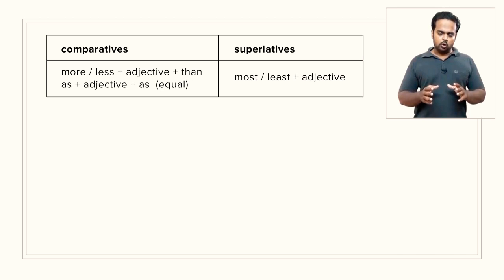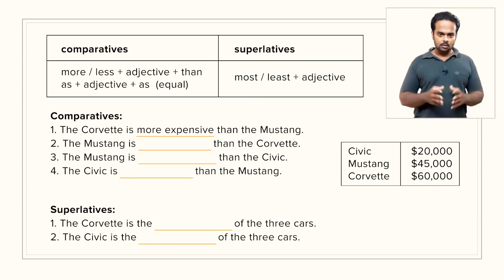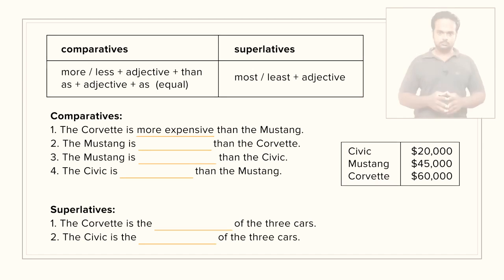To understand these, we're going to take the example of some popular cars: the Honda Civic, the Ford Mustang, and the Chevrolet Corvette. Let's say that the Civic is $20,000, the Mustang is $45,000, and the Corvette is $60,000. Now let's compare these cars using the adjective expensive. On the screen, there are a few sentences, and once again, I would like you to fill in the gaps with the correct comparative or superlative form. Pause the video if you want, try the exercise, and then play the video and check.